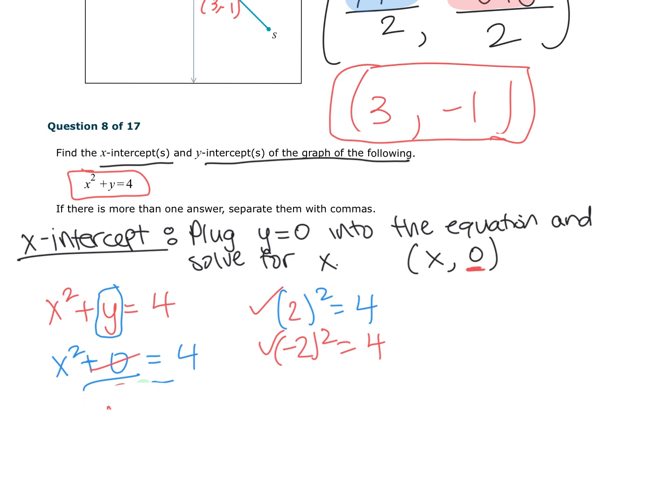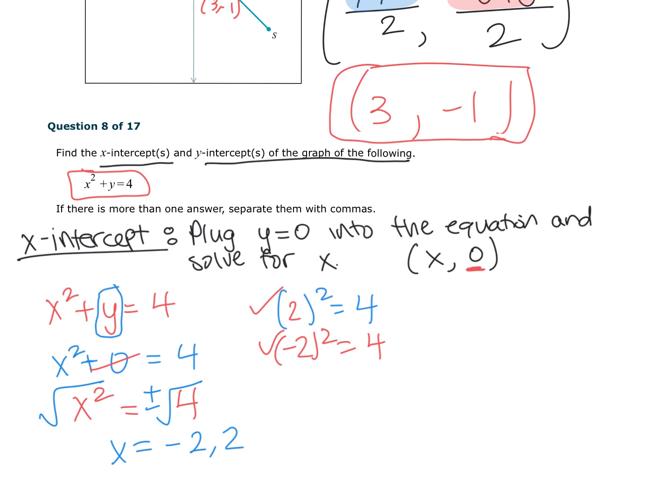So let me backtrack, because that might be something you haven't seen in a while. I have x squared equals 4. To solve it, the opposite of something squared is the square root. So I take the square root of both sides. I don't forget the plus or minus, because there are two answers that would make that true: positive 2 and negative 2. The square root of 4 is 2. That's how I find it. So this would be x equals negative 2 and positive 2.